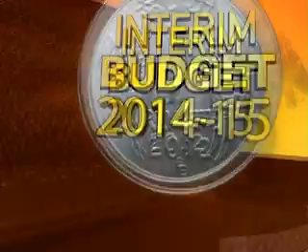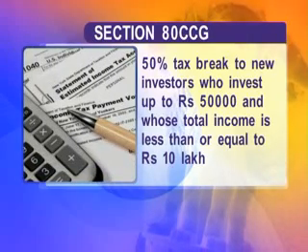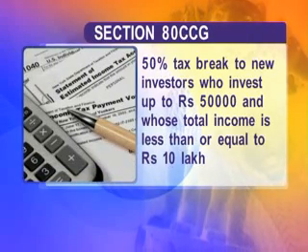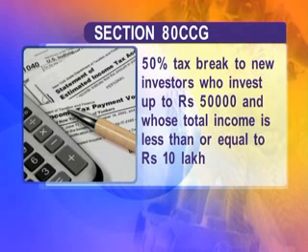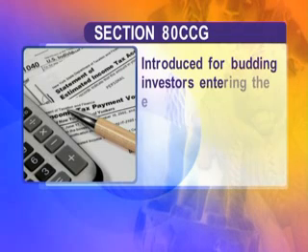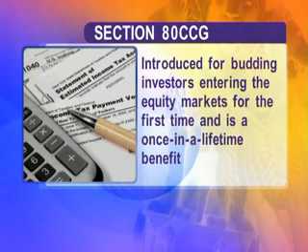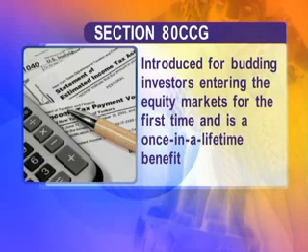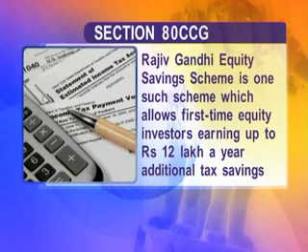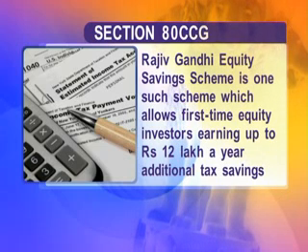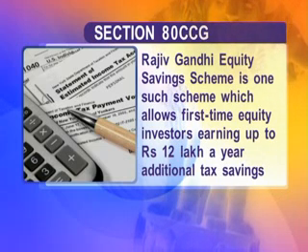80CCG. The Finance Act 2012 introduced a new section 80CCG to offer a 50% tax break to new investors who invest up to 50,000 rupees and whose gross total income is less than or equal to 10 lakh rupees. It has been introduced for budding investors entering the equity markets for the first time and is a once-in-a-lifetime benefit. Rajiv Gandhi Equity Savings Scheme is one such scheme which allows first-time equity investors earning up to 12 lakh rupees a year additional tax savings.